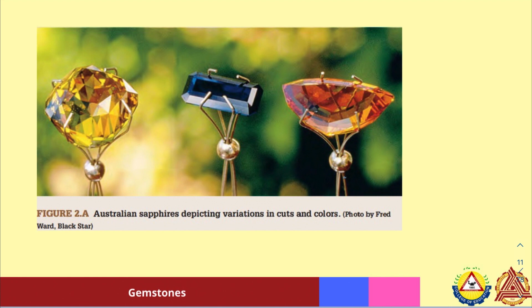Now for the gemstones, as you can see here, we have Australian sapphires depicting variations in cut and color. These are all sapphires. It will not come as a surprise why they have different colors. One is yellow from the left, the other is blue, and the other is orange. So hopefully, just by looking at the color, you can somehow predict that it is possible the yellow is because titanium is what replaced it inside.